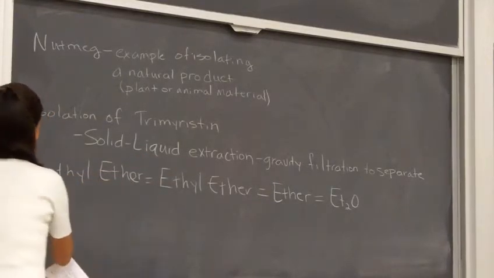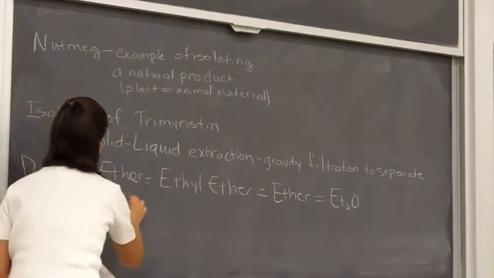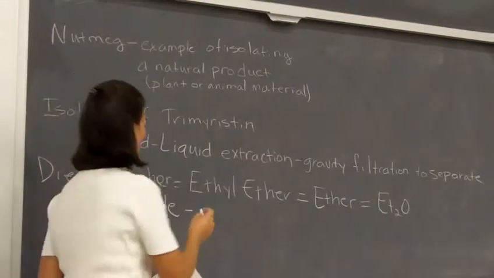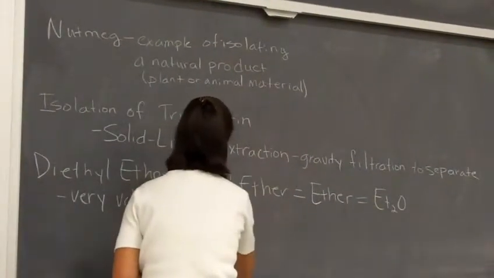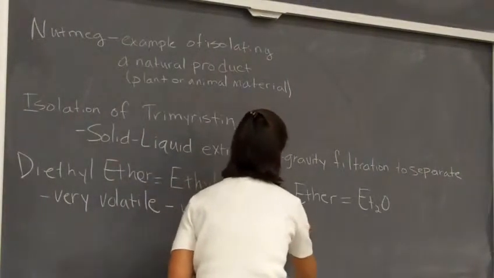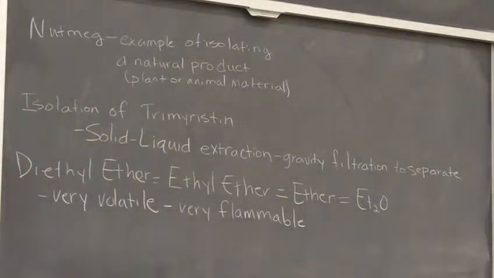Now it is very volatile, so it evaporates very easily. Because it is so volatile, it is also very flammable. So you have to be really careful not to use it near a heat source because it'll ignite very quickly. Make sure that when you are stirring your nutmeg in your Erlenmeyer flask, it's just the stirring that's on, not the heat, because you don't want your hot plate getting hot when you've got these ether vapors around.